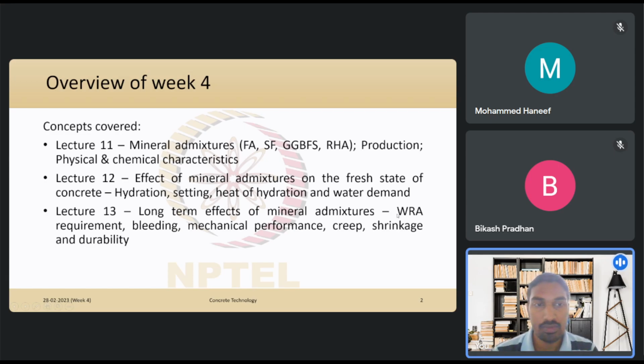And in the final lecture we looked at the long-term effect of these mineral admixtures. In terms of that we looked at how the water reducing agent requirement changes, the effect on bleeding, and the effect on mechanical performance, such as the strength development and the elasticity modulus, and so on. We also looked at how creep is affected, and also the drying shrinkage, and the durability of concrete with respect to different mineral admixture usage, right?